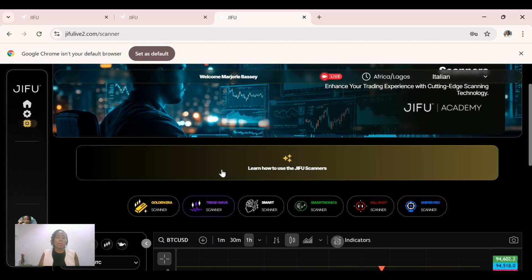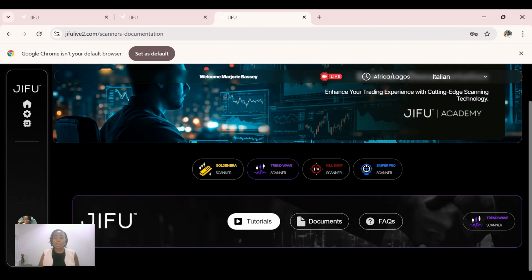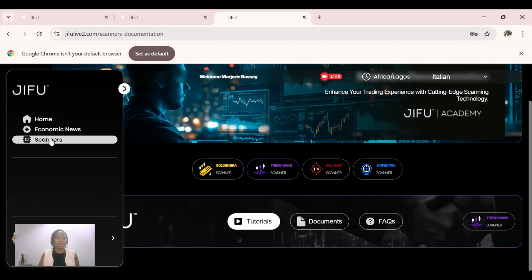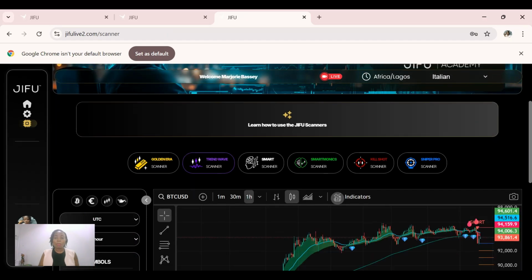Here on this tab, you have how to use the Jifu scanners, and down there you have videos that show you the different scanners. You can find the tutorial on how to use them. But right now is not the time for a tutorial. It's to show you how you can get money into your pockets.